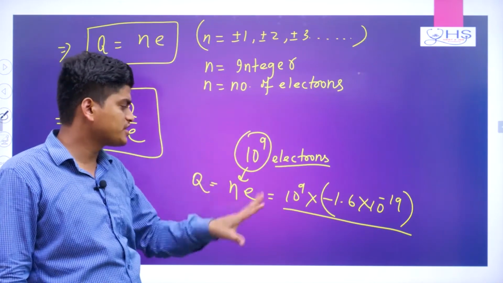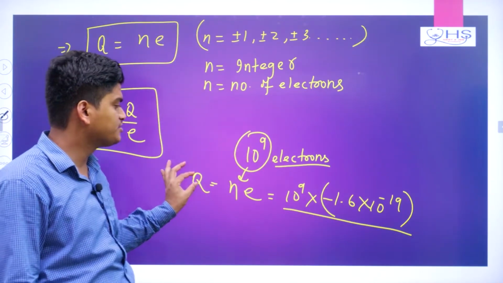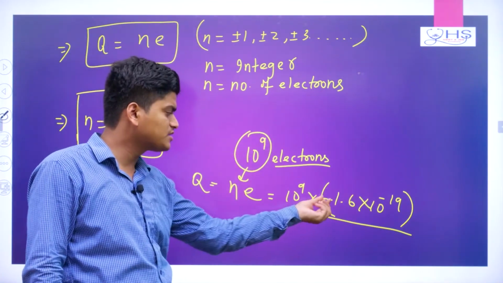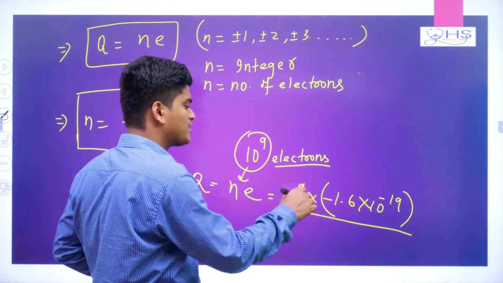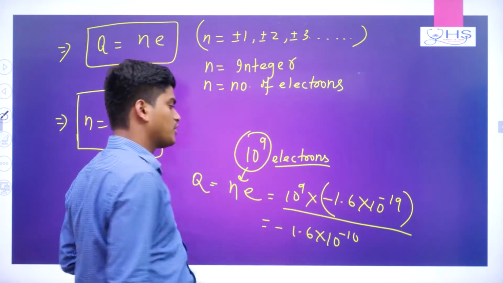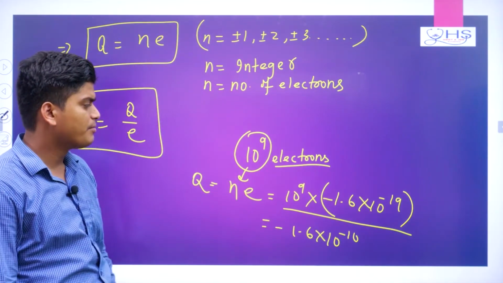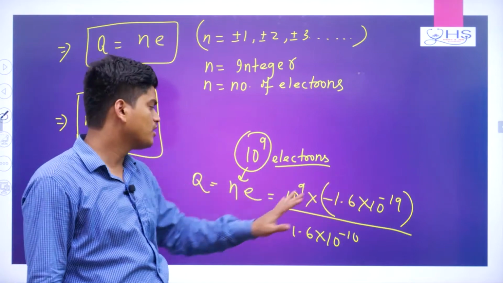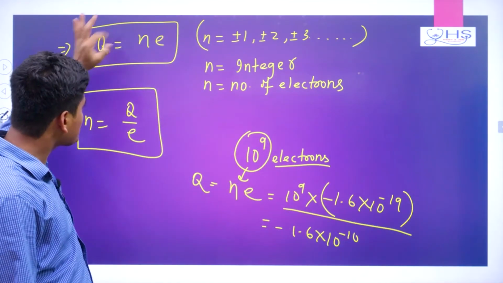Every time 10 to the power 9 electrons are added to an object, then what is that object becoming? Electrons are adding negative charge, so negative will come. How much charge will it be? It will be 1.6 into 10 to the power minus 10, because minus 19 plus 9 will be minus 10. So this is the idea you must remember, Q equal to Ne.